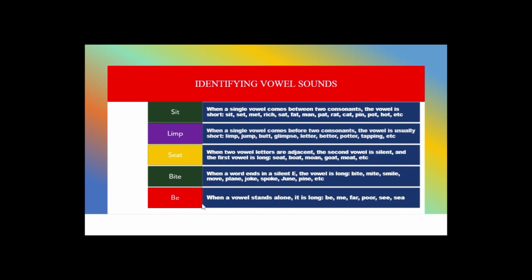Then the last but not the least rule, when a vowel stands alone, it is long. Examples include be, me, far, poor, see. Now, these are rules that enable us to identify the vowel sounds easily in written English words.